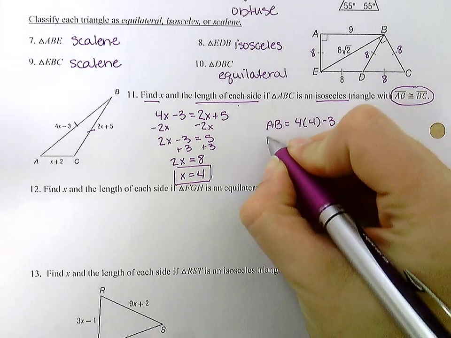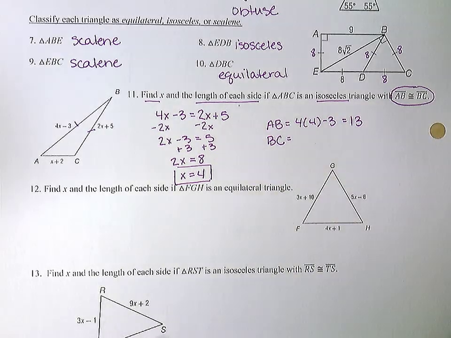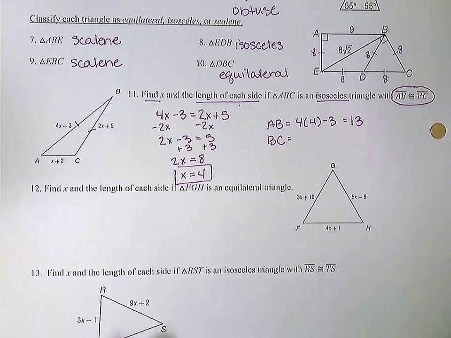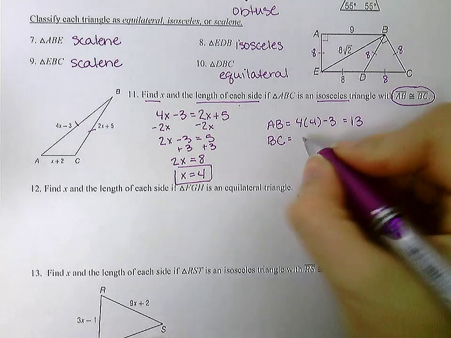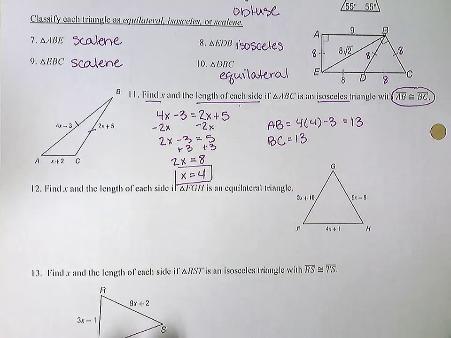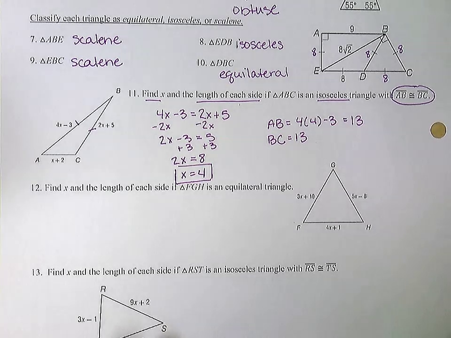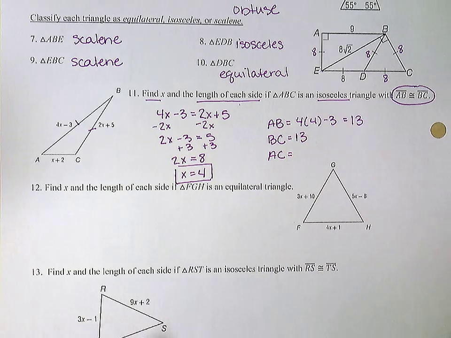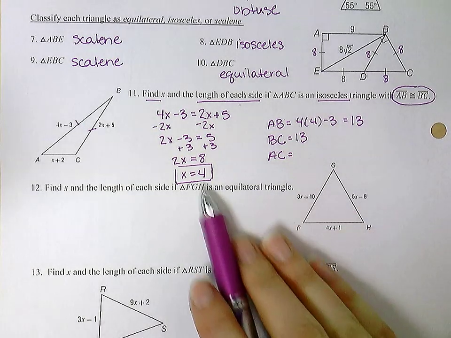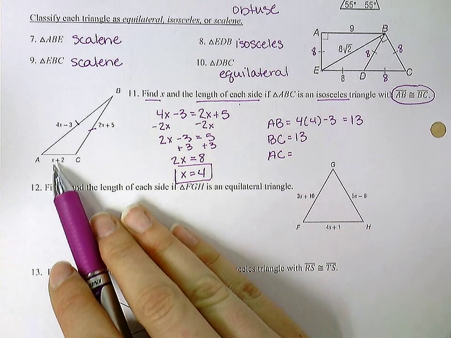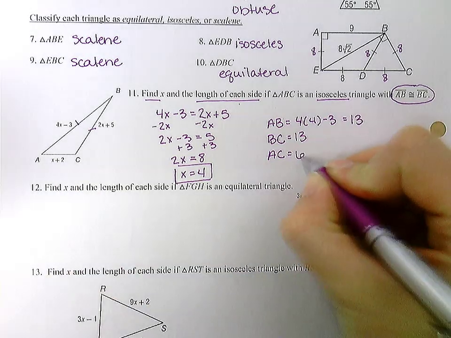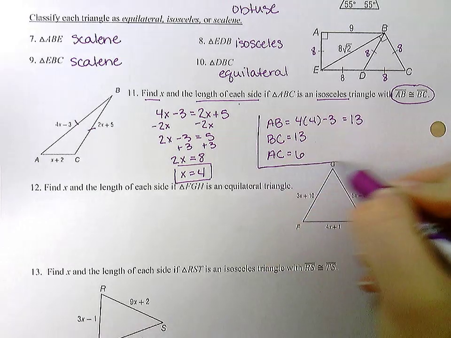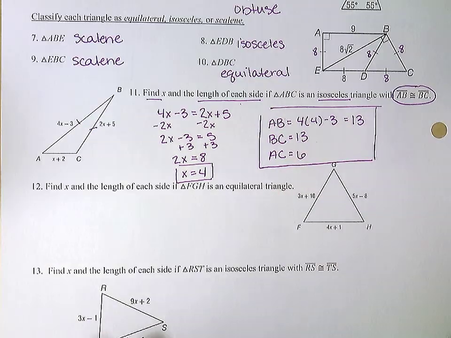Okay, I also need BC. Now, since I already know AB is equal to BC, what's the length of BC going to be? 13. They should be equal. Last side is AC. Again, just plug in 4 for x. So we have 4 plus 2. That's 6. Okay, so that's the second part to my answer there.